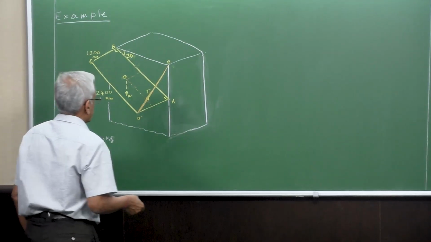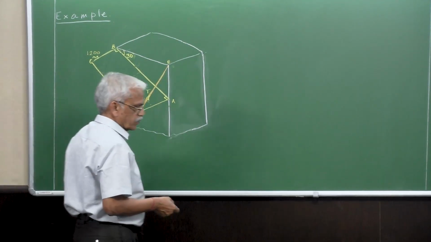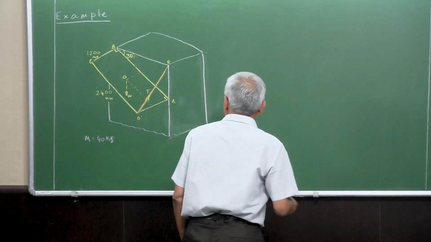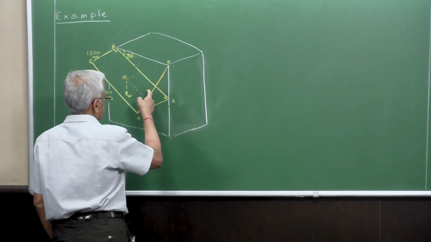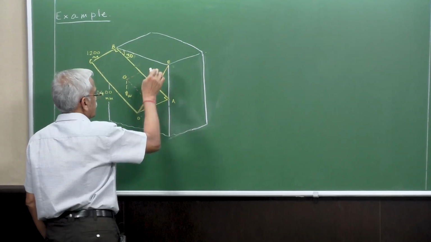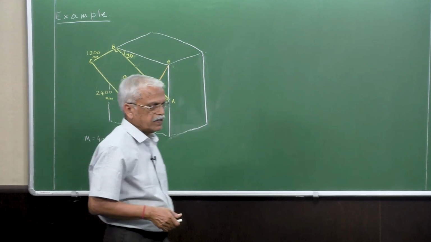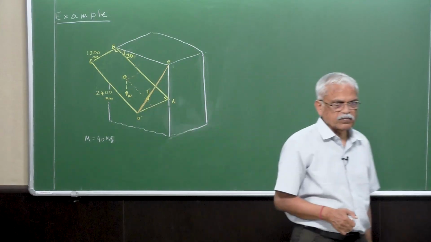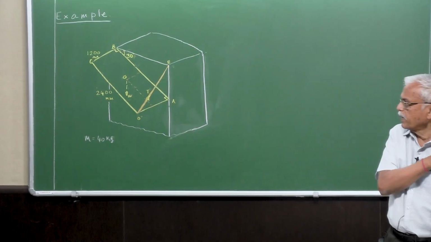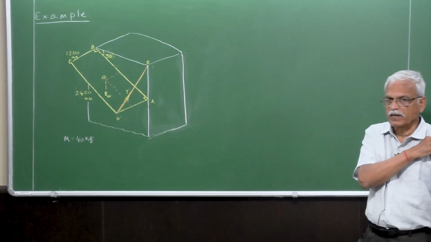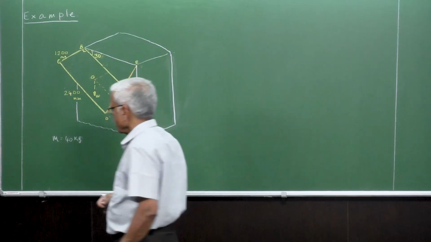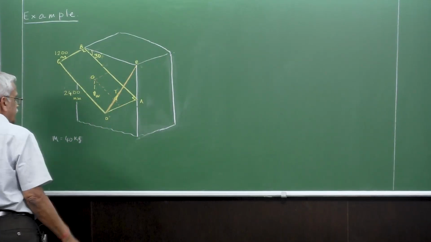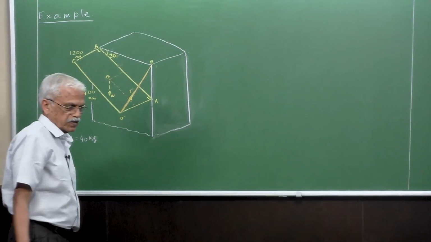And okay, so we are supposed to find out what is the force or what is called the tension in this rope DE, and also what are the support reactions at A and B. Okay, so this is a three-dimensional structure and a single body, of course.